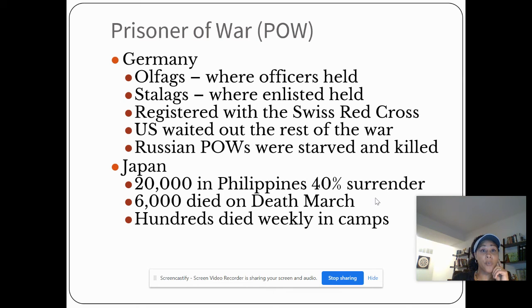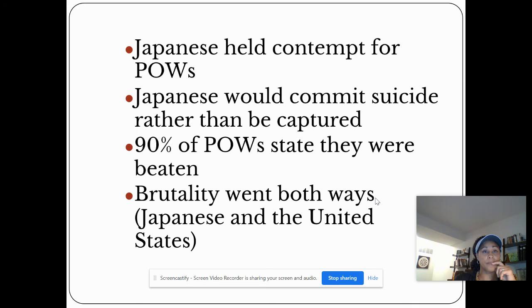And then you have prisoners of war. So many Americans were taken as prisoners overseas. And then, of course, we took prisoners as well. And so you can take a look at the list there of the Germans versus the Japanese. And this is definitely something to know about the Japanese, how the Japanese held contempt for prisoners of war.